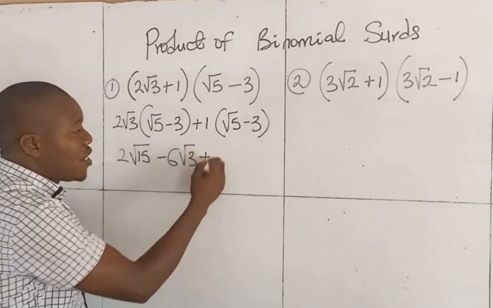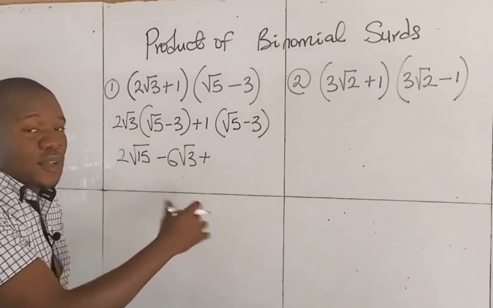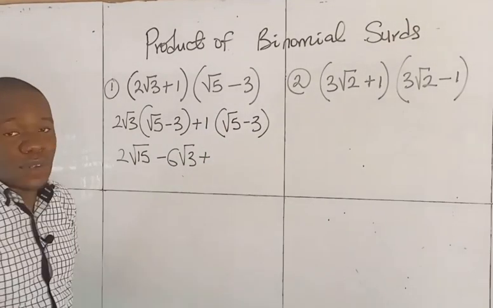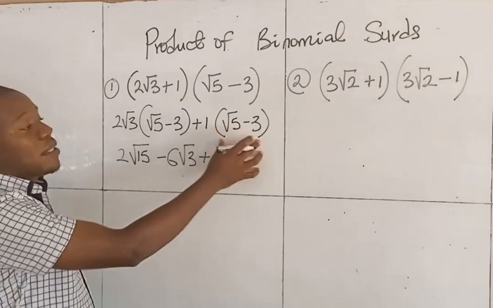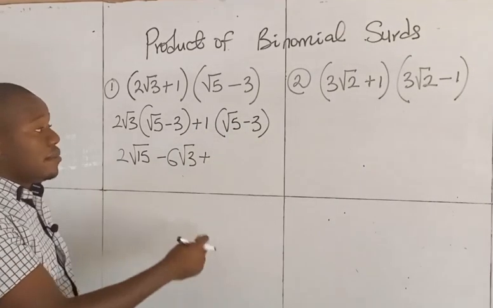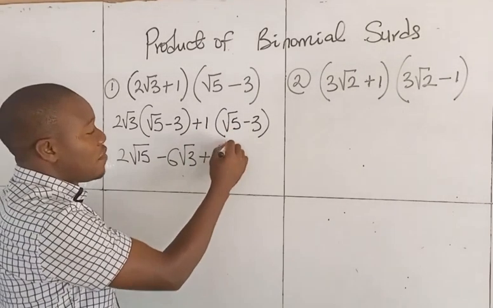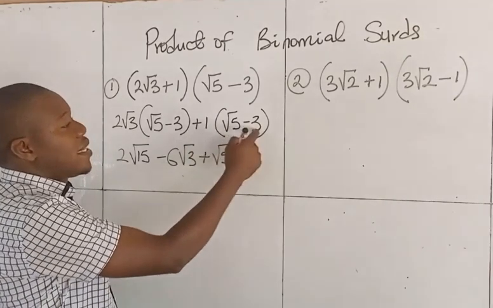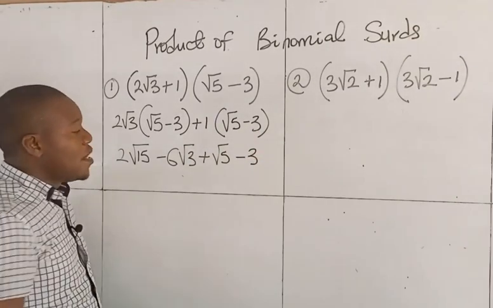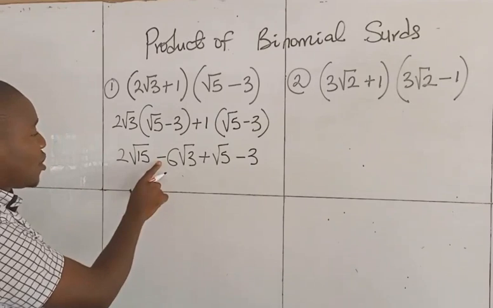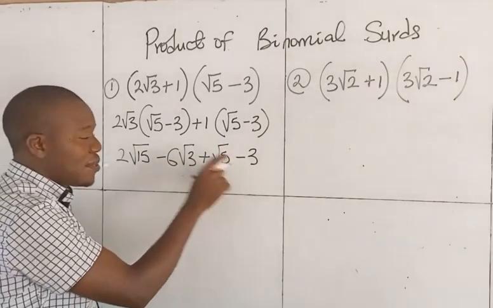Then plus 1 will multiply it. Of course, we know 1 as the identity of multiplication. So when 1 multiplies anything, it remains the same. So 1 times root 5 will give me root 5, minus 1 times 3 will give me 3. So I have this: subtraction, addition, subtraction.